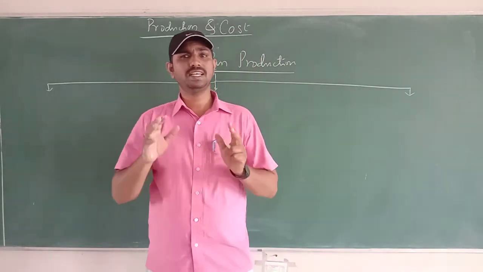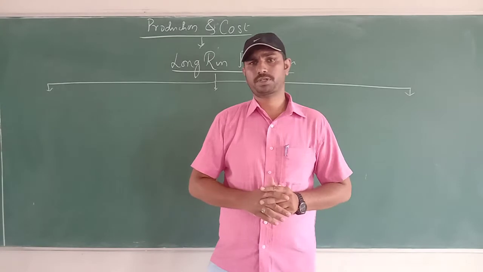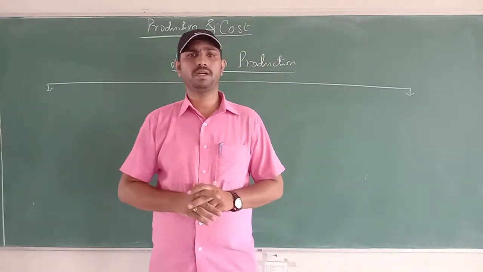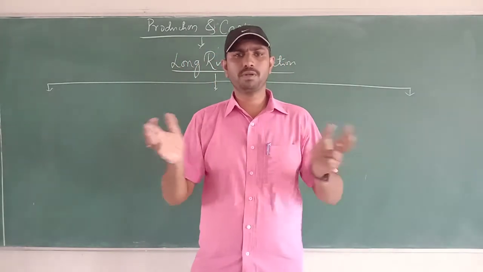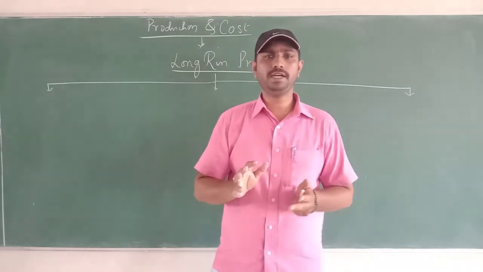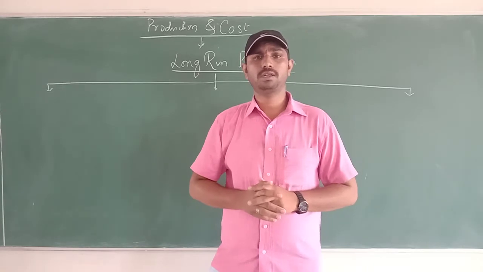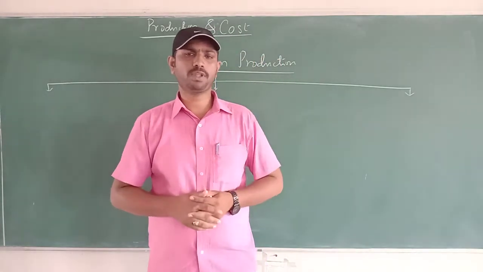Long run production stands here: the producer has sufficient time to increase the quantity of output. Long run production analysis refers to the relationship of all the variable factors to increase the quantity of output. Here, the producer will find sufficient time, a long term, to change all the factors in his favor to increase the quantity of output.